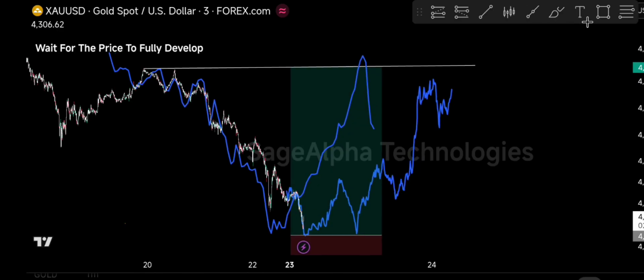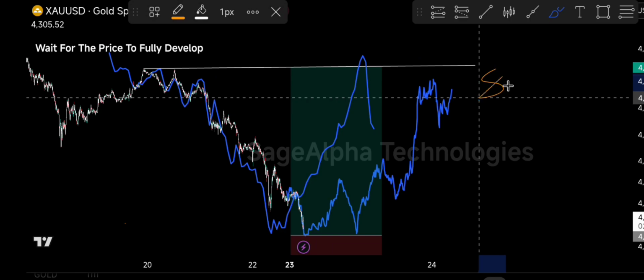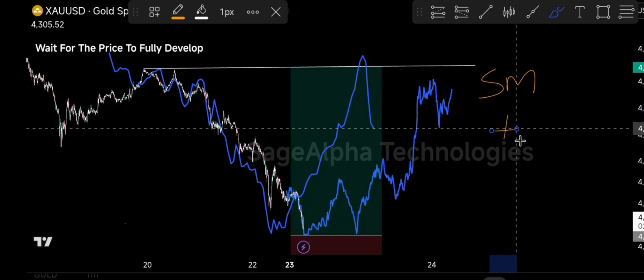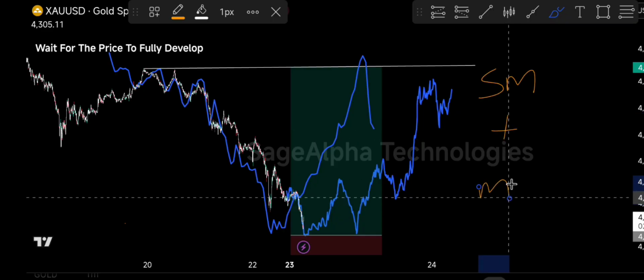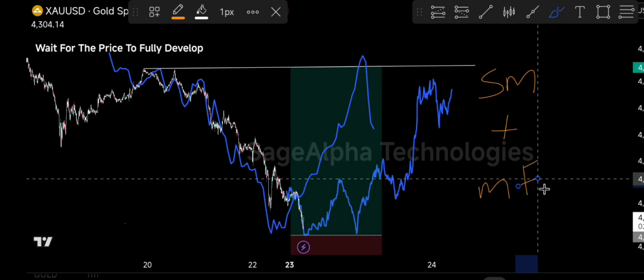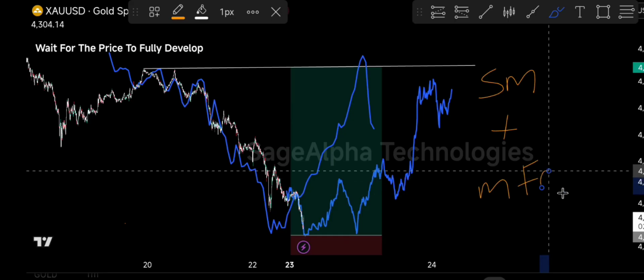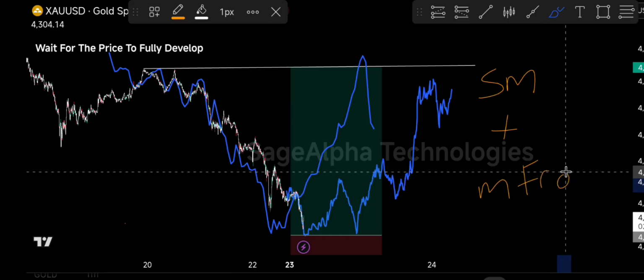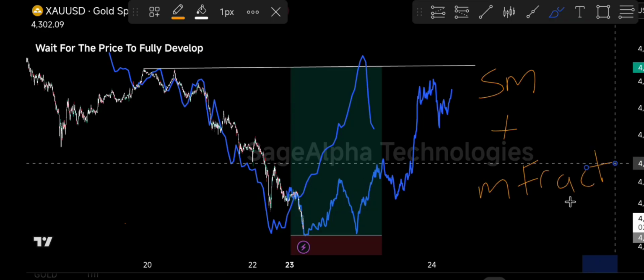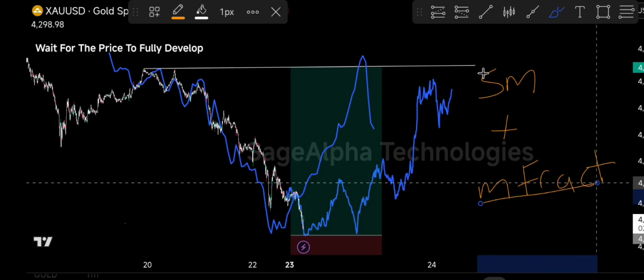So what do we have? We have the self-similarity map with the M fractal. Last time I wrote MF alone, someone thought I wrote something else. And fractals, right? So these are two confluences we have for our trade.